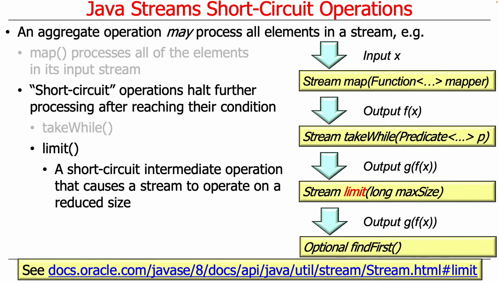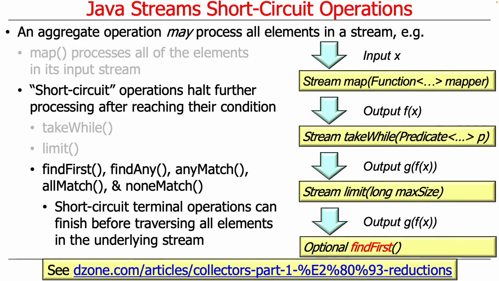Another example is limit. We've seen limit a couple times now. Limit is a short-circuit intermediate operation that causes a stream to operate on a reduced size. So you say, as we saw before, I want the first 100 Fibonacci numbers, or I want to generate 50 random integers. So limit limits the amount of processing. And then there's a whole pile of terminal operations like findFirst, findAny, allMatch, and noneMatch. These are short-circuiting terminal operations that may finish before all the elements in the underlying stream are traversed.